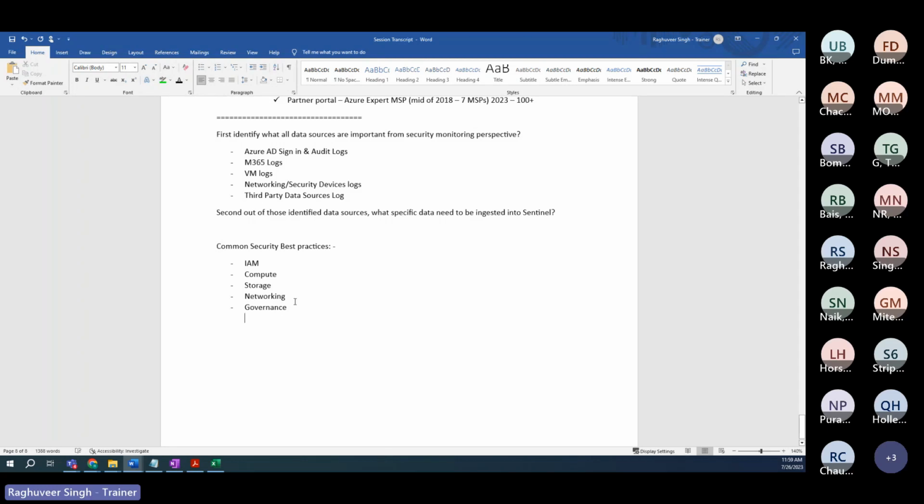So there are some common security best practices. For example, in IAM, whether it's Sentinel, whether it's any service in Azure, follow the principle of least privilege. Follow RBAC, resource-specific RBAC instead of subscription-specific RBAC. Follow just-in-time access, privileged identity management, privileged access management, access package creation, certification, identity lifecycle management. Follow all of these, configure Azure AD Identity Protection, configure user and entity behavior analytics, UEBA. These are the security best practices around IAM.